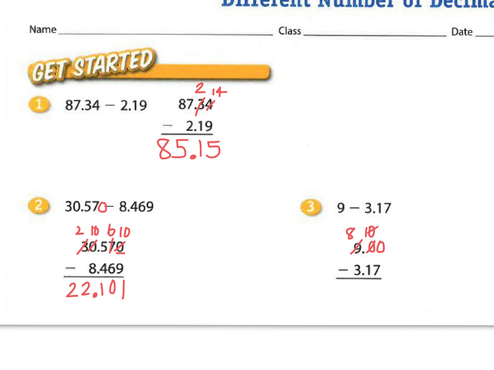Well, now we need to borrow from the 10 and make it a 9 so that this can become a 10. 10 minus 7 is 3. 9 minus 1 is 8. Bring down the decimal point. 8 minus 3 is 5.